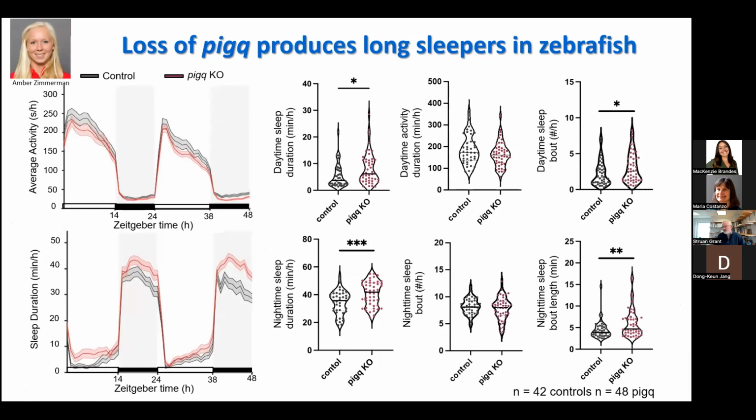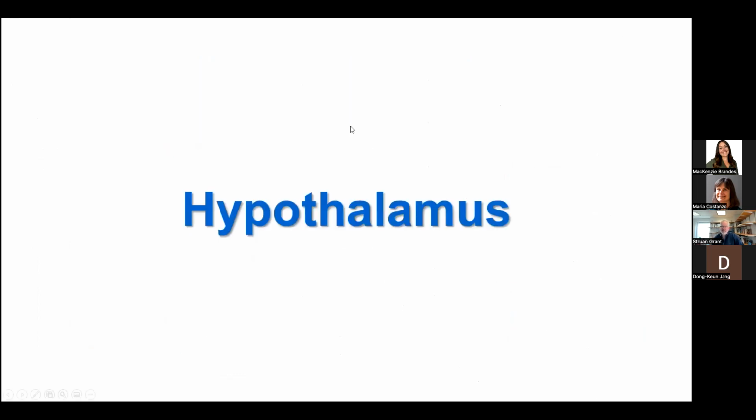Something else that's become interesting and becoming more crucial is also that there's a whole family of PIGs. I wasn't familiar with this gene class until this study. And in fact, when we perturb many of the PIG genes, we see the same phenotype. So it's really led us to a new pathway that we're focusing on in the context of sleep.